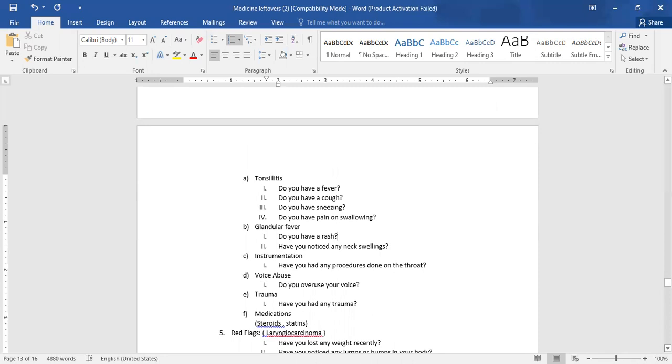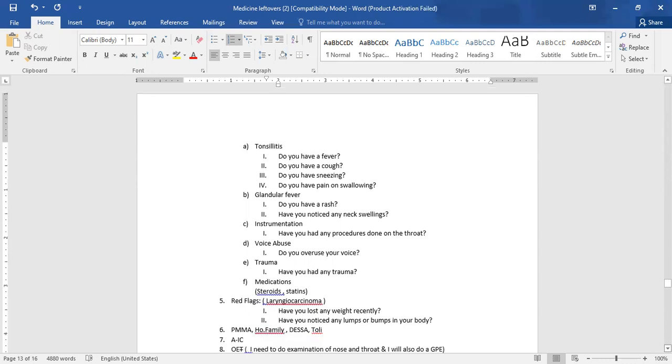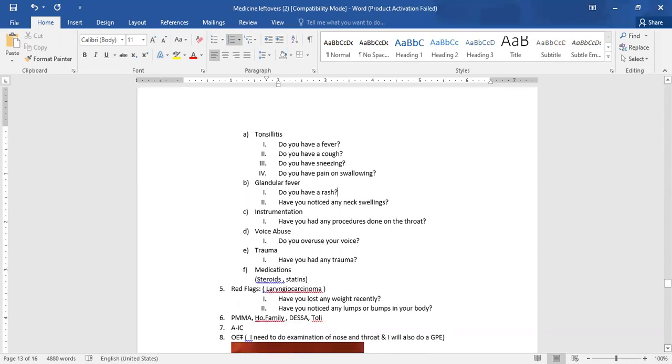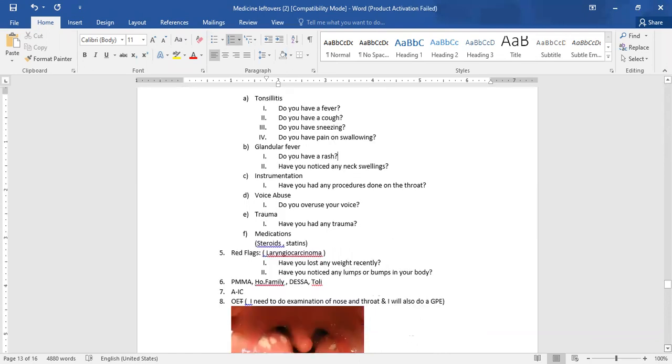Do you overuse your voice? Have you had any trauma? And are you taking any medications like steroids and statins? Because sometimes these drugs do affect the throat. And then the red flags come: have you recently lost any weight, and have you noticed any lumps and bumps in your body? And then cover the rest of the history, just the relevant questions.